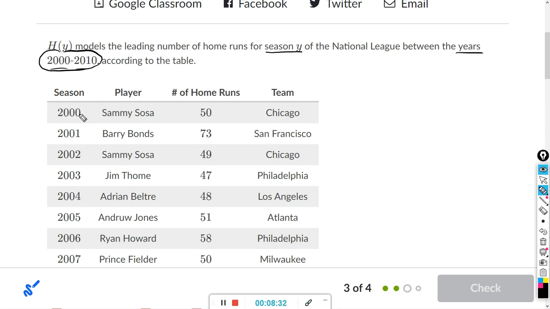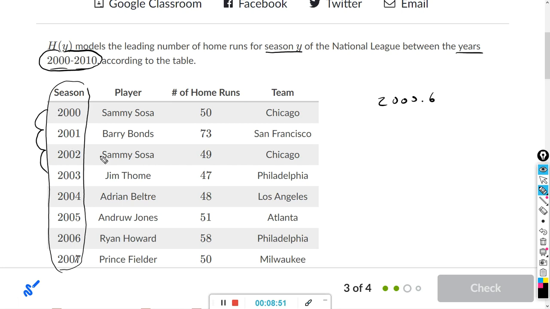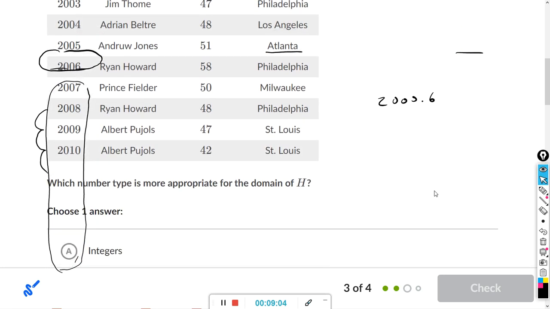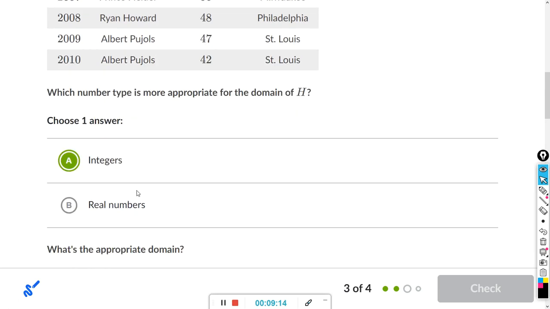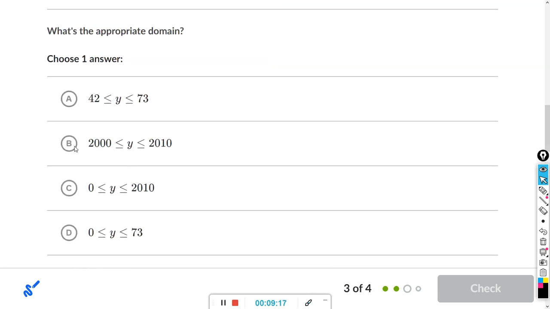And the season is not going to have decimals or fractions. You're not going to have year number 2000.6. It doesn't work that way. So the season is discrete numbers. You count one at a time, with no fractions or decimals. So the domain is from 2000 to 2010, and those are going to be integers, because real numbers have fractions and decimals, but these years don't have that. And the years go from 2000 to 2010.